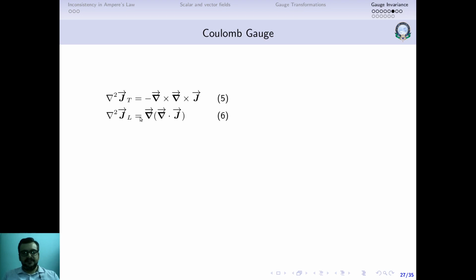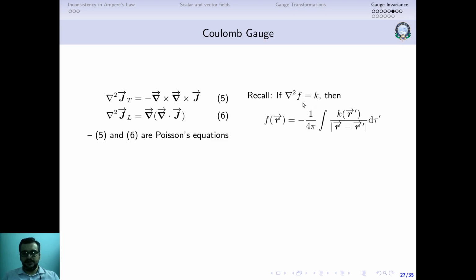Equations 5 and 6 look very familiar because they are nothing but Poisson's equations. What does a Poisson equation say in general? The Laplacian of some function f is equal to k. Then we can easily find the general solution: f is equal to minus 1 by 4 pi integration of k divided by the magnitude of r minus r prime, where the integration is taken over the primed position coordinate.